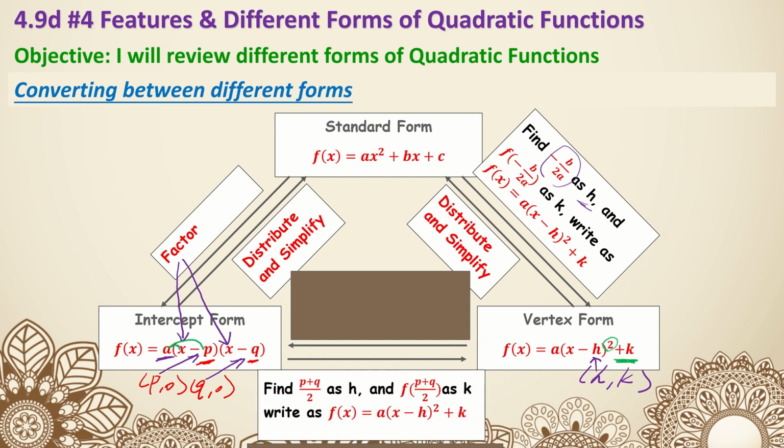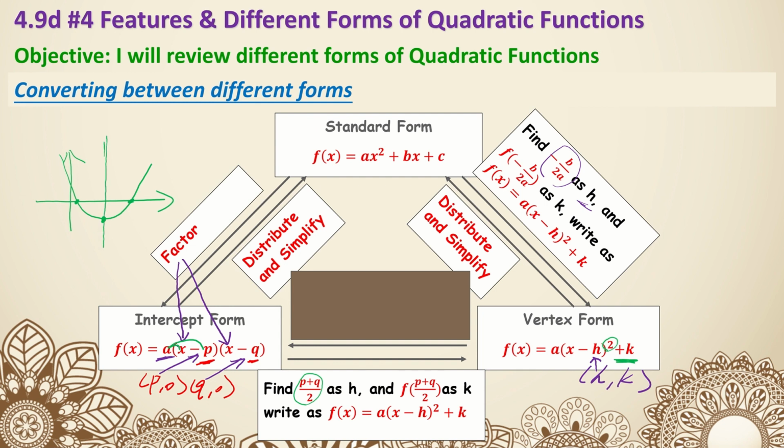And then we have also learned to convert from intercept form to vertex form. Of course, you can convert from intercept form to standard form and then to vertex form, but that's going to take a bit longer. Instead, we're going to do p plus q over 2 as our h, because again, when you have a quadratic graph, the p and the q are basically equidistant to the vertex, or they're actually symmetric to each other when you have this line of symmetry.